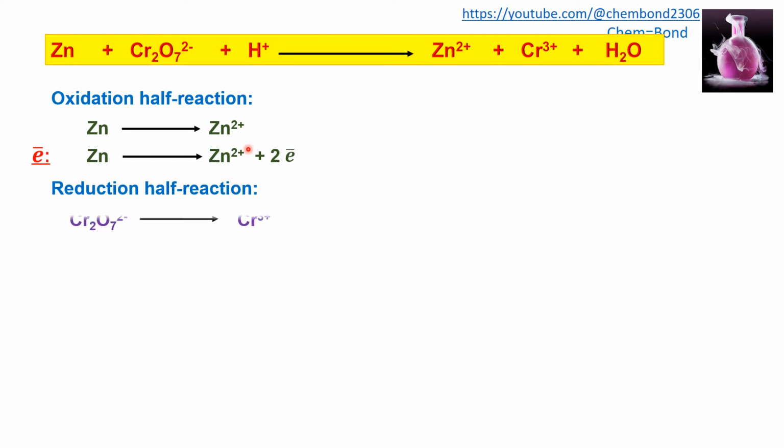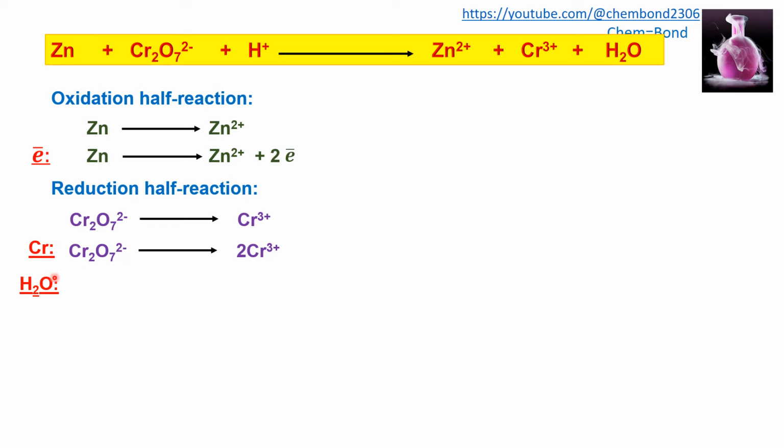In the reduction half reaction, that is the dichromate, each chromium has plus 6 and it is converted to plus 3, which means that it will gain 3 electrons. So before balancing the charge on both sides, first we will balance the number of chromium atoms. Here are 2 chromium in Cr2, so we will add 2 chromium on the other side.